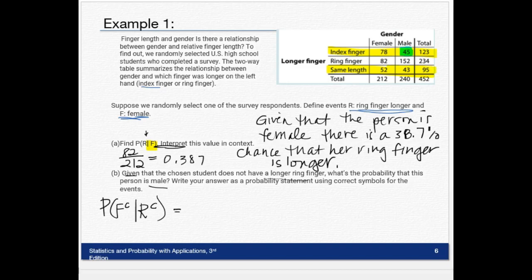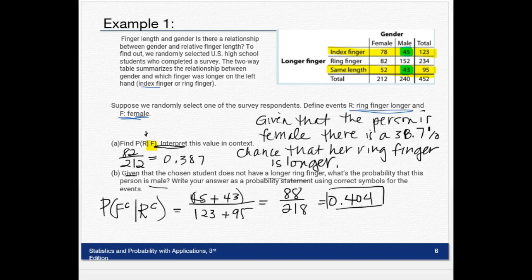So I really just want the male part. Okay? Now, what do I do with that? Well, I just add them up. So I do 45 plus 43 over their totals, which is 123 plus 95. Okay, and that gives me 88 over 218, which is 0.404. Okay, so always start with what's given and then isolate what it is they're looking for.